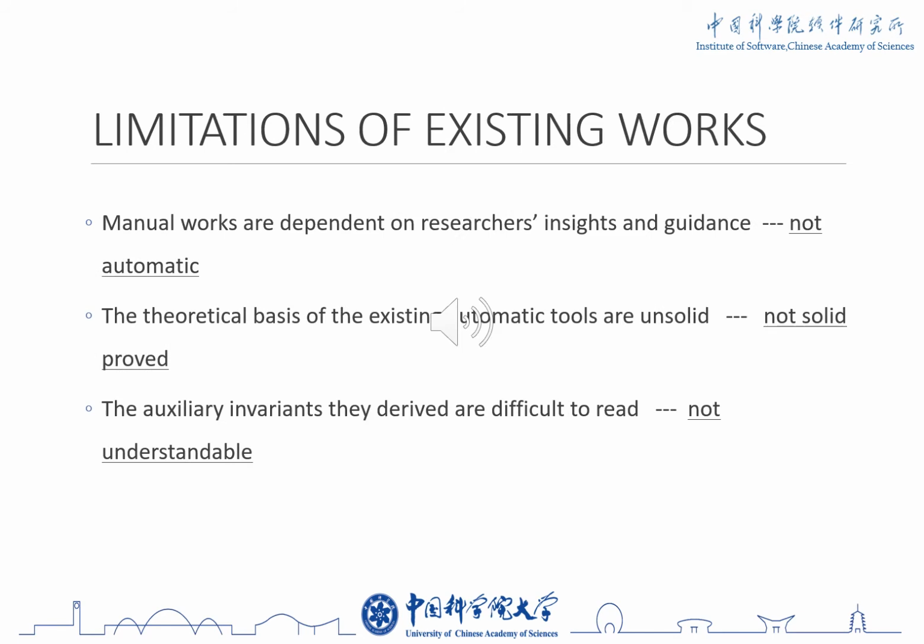Limitations of existing works lie in 3 parts. Firstly, auxiliary invariants need to be found by people. Much manual labor needs to be paid. Secondly, no solid proof is given. Thirdly, we need to understand auxiliary invariants better.